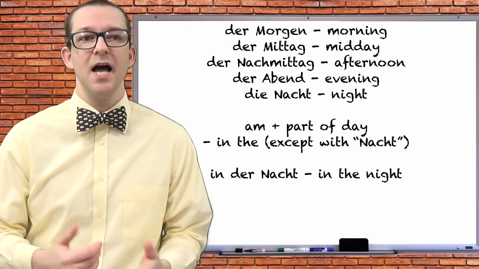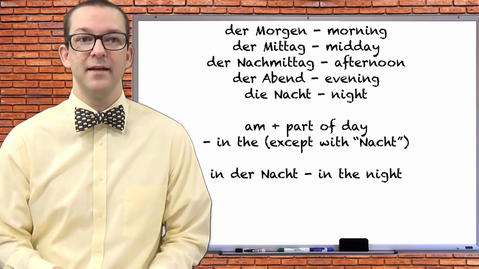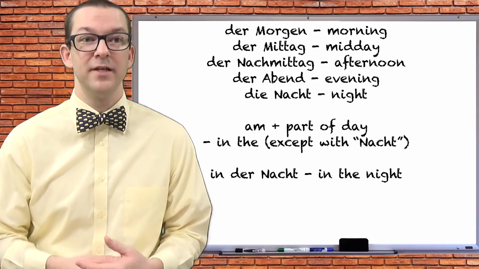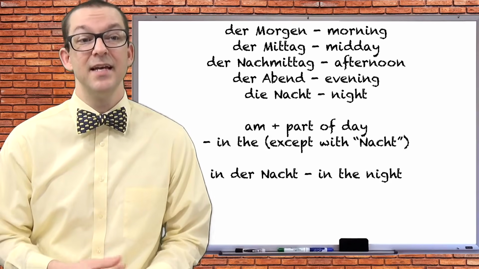Now that we have all of the time expressions out of the way, you can start classifying the times of the day into parts of the day. I mentioned this in the previous video that there is no obligatory AM or PM in German as there is in English. You can, however, classify the time of the day like this if you want.